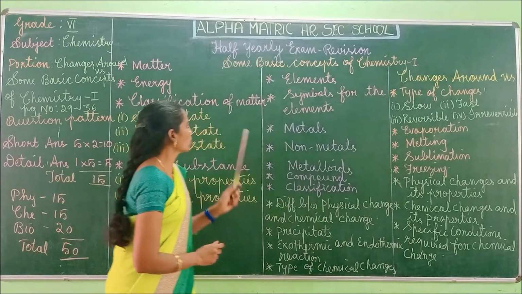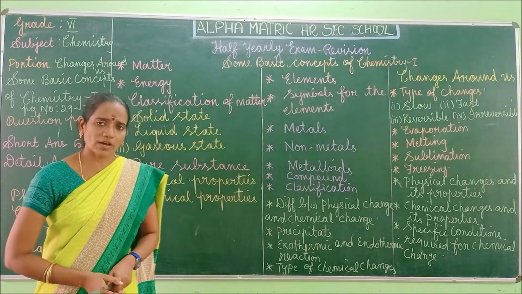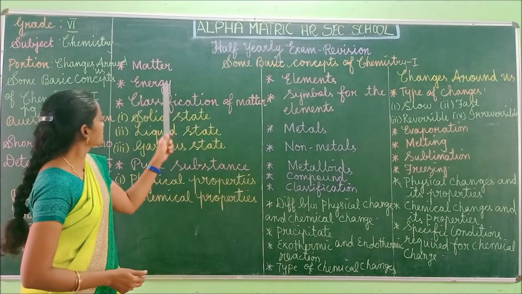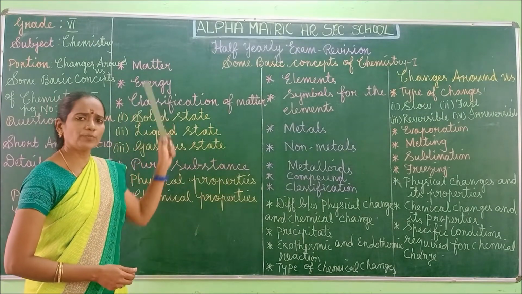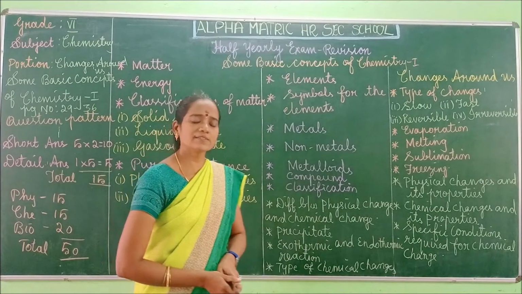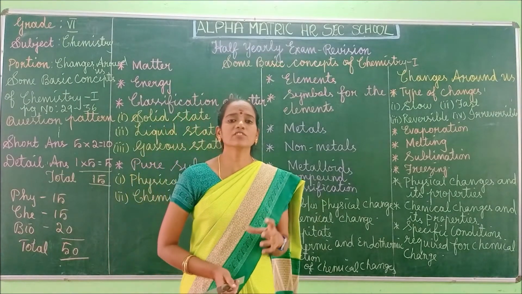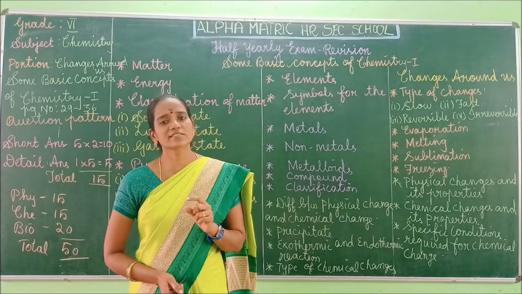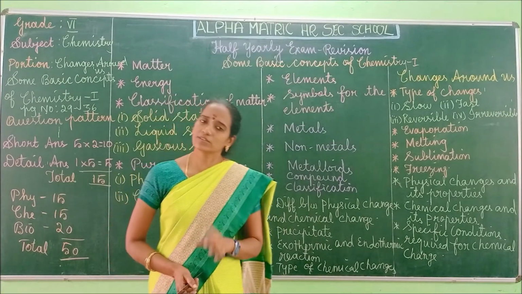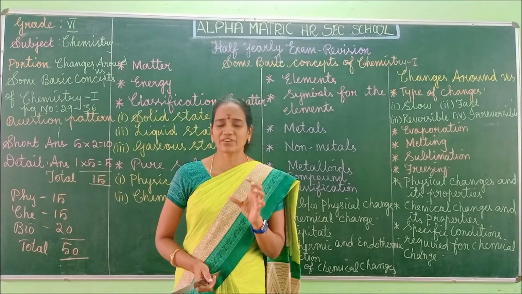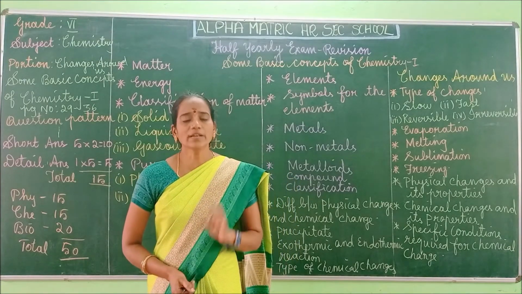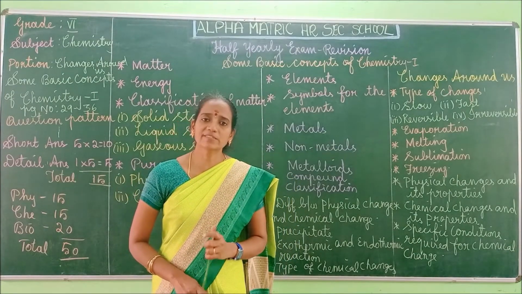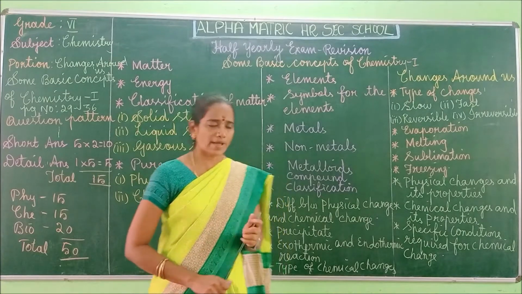In that first one, what are the important things you have to cover? So first, matter. What do you mean by matter? Matter is nothing but anything which occupies space and also has weight. That is called matter, isn't it? So this is also one of the important definitions. Matter means anything which occupies space and has weight.